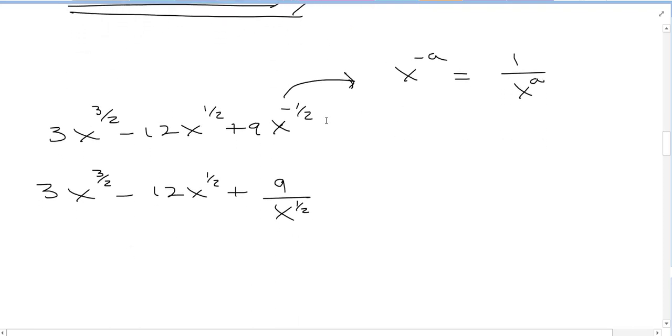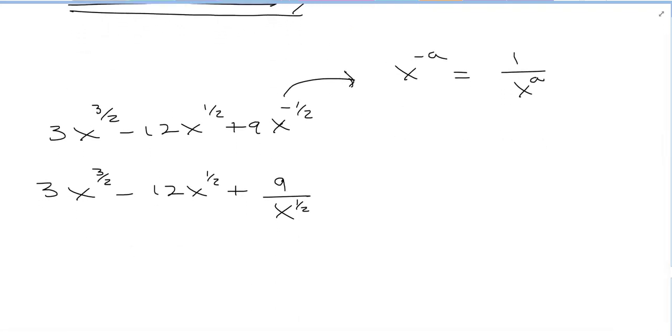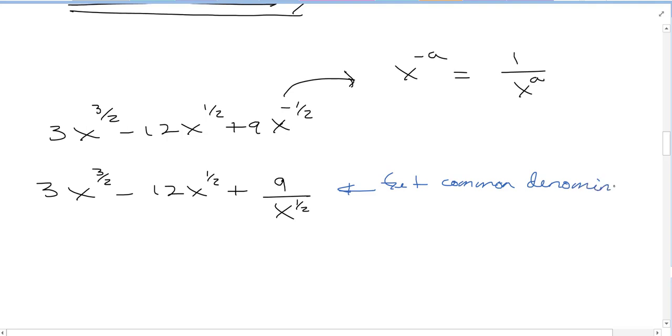All right, so now here I have a fraction. So with fractions, we will get a common denominator. So what's the common denominator? x to the 1 half. So that means multiply top and bottom of these by x to the 1 half.